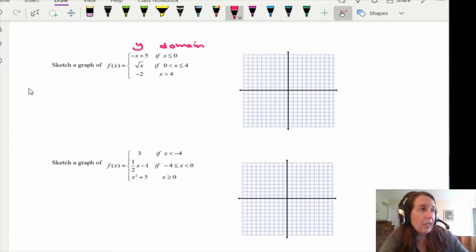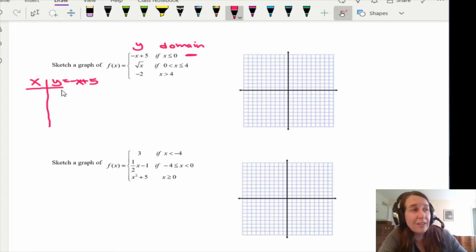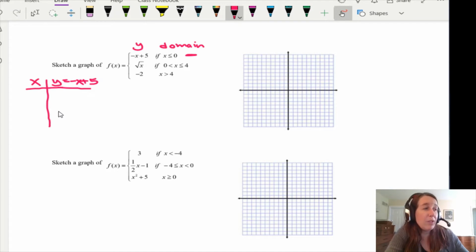Okay, let's go ahead and tackle this one. I'm going to use pink for this first function, negative x plus 5, if x is less than or equal to 0. So we'll make a chart, a table, x, and then y equals negative x plus 5. I'd like you to write it this way. I honestly think this is the easiest way to do piecewise functions. Sometimes piecewise functions confuse students, so I really like this way of doing it because I think it is easier.